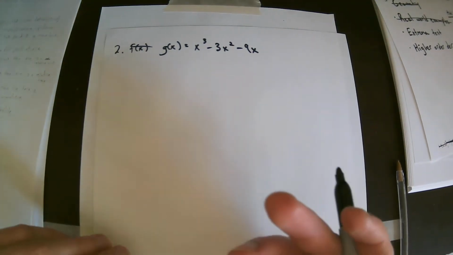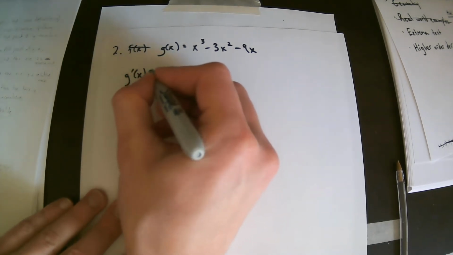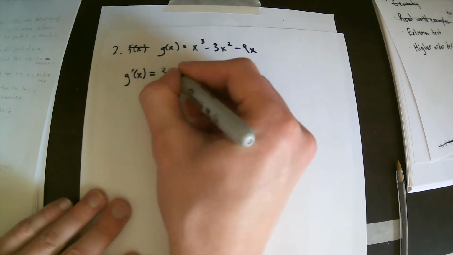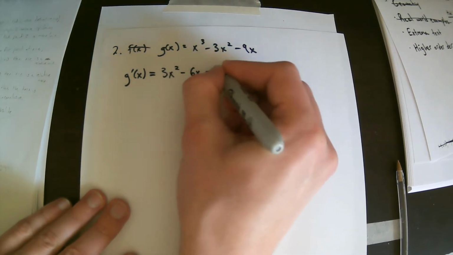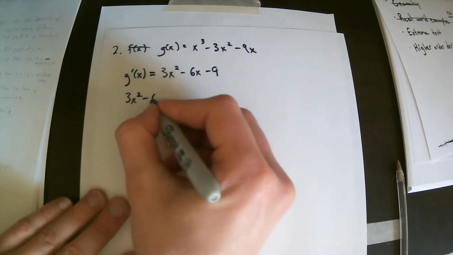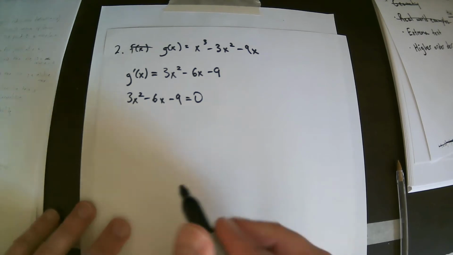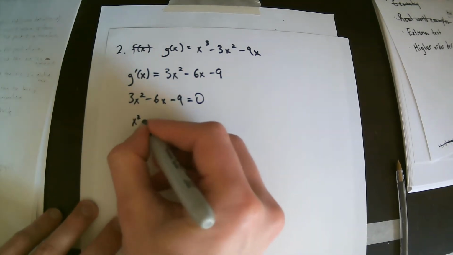Okay, first we need our candidates for potential extrema, so let's set the derivative equal to 0. We've got to get the derivative first. There it is. Set it equal to 0. Oh, this will be fun. It's quadratic. How do we solve this? Well, you've got to factor. You can pull a 3 out of everything.